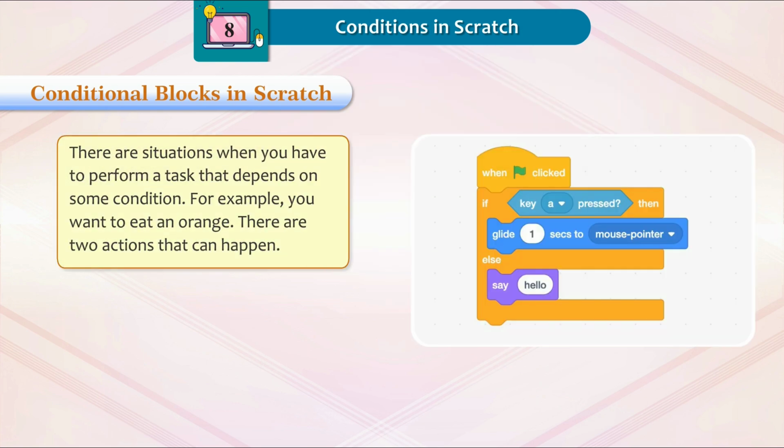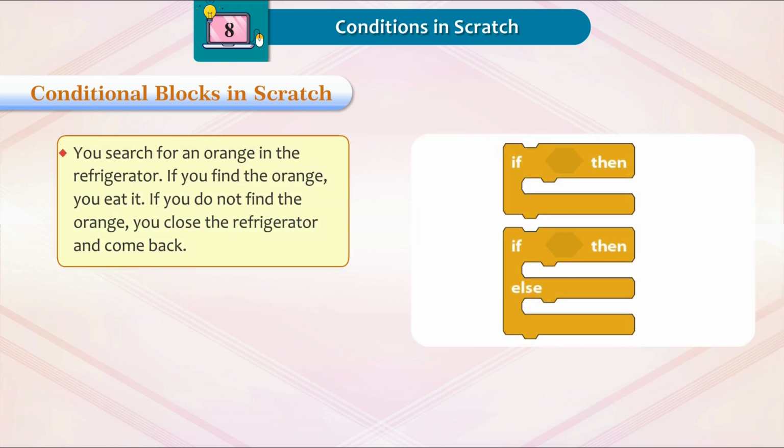Conditional blocks in Scratch. There are situations when you have to perform a task that depends on some condition. For example, you want to eat an orange. There are two actions that can happen. You search for an orange in the refrigerator. If you find the orange, you eat it. If you do not find the orange, you close the refrigerator and come back.